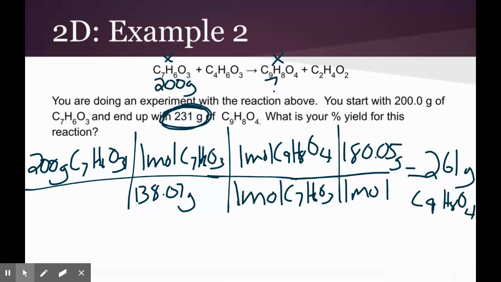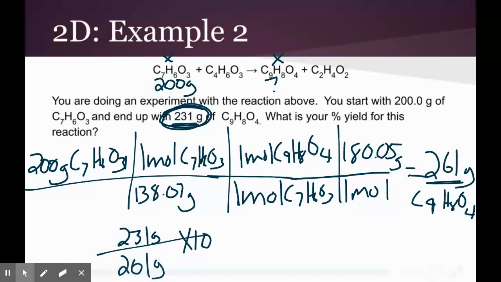Okay, so the problem is asking us to calculate the percent yield. So 231 grams is our actual yield. 261 grams is our theoretical yield, and we're going to multiply that by 100 to get our percent yield, which is 88.5%.